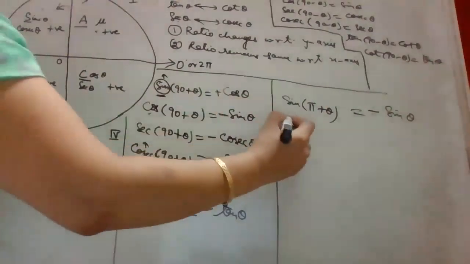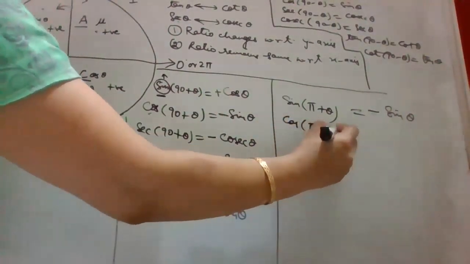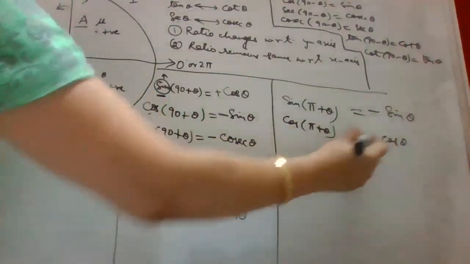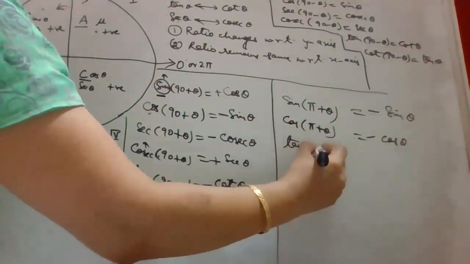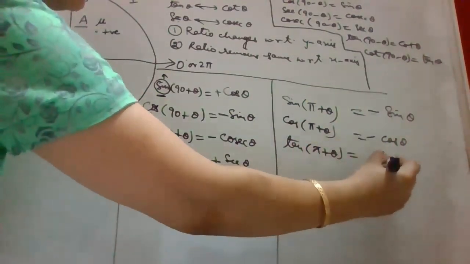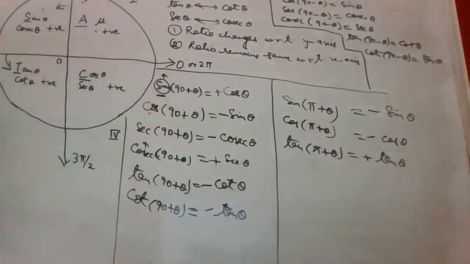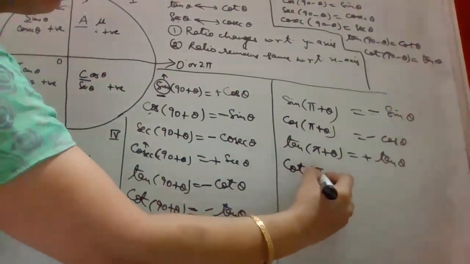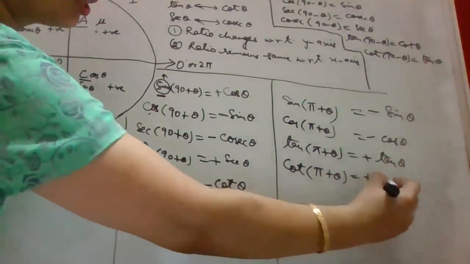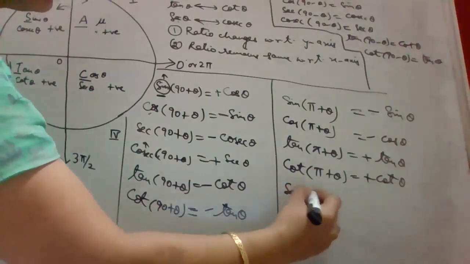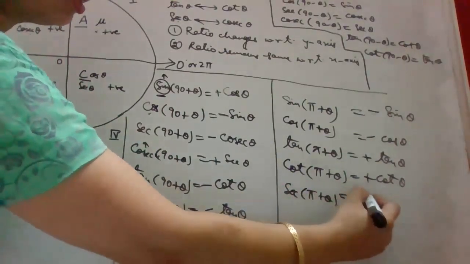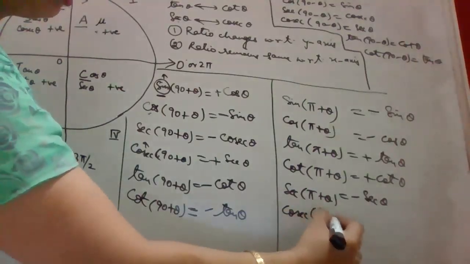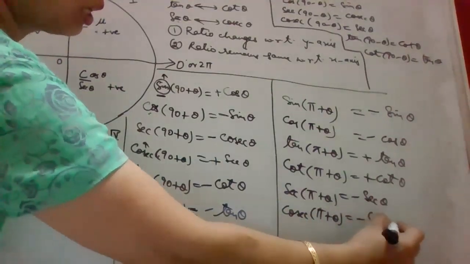Similarly, we can change for cos. Cos(pi plus theta) will remain as cos theta with a negative sign. Then tan(pi plus theta) is equal to tan theta, but with a positive sign, since tan is positive in the third quadrant. Then cot(pi plus theta) will be plus cot theta. Sec(pi plus theta) will be minus sec theta, and cosec(pi plus theta) will be minus cosec theta.